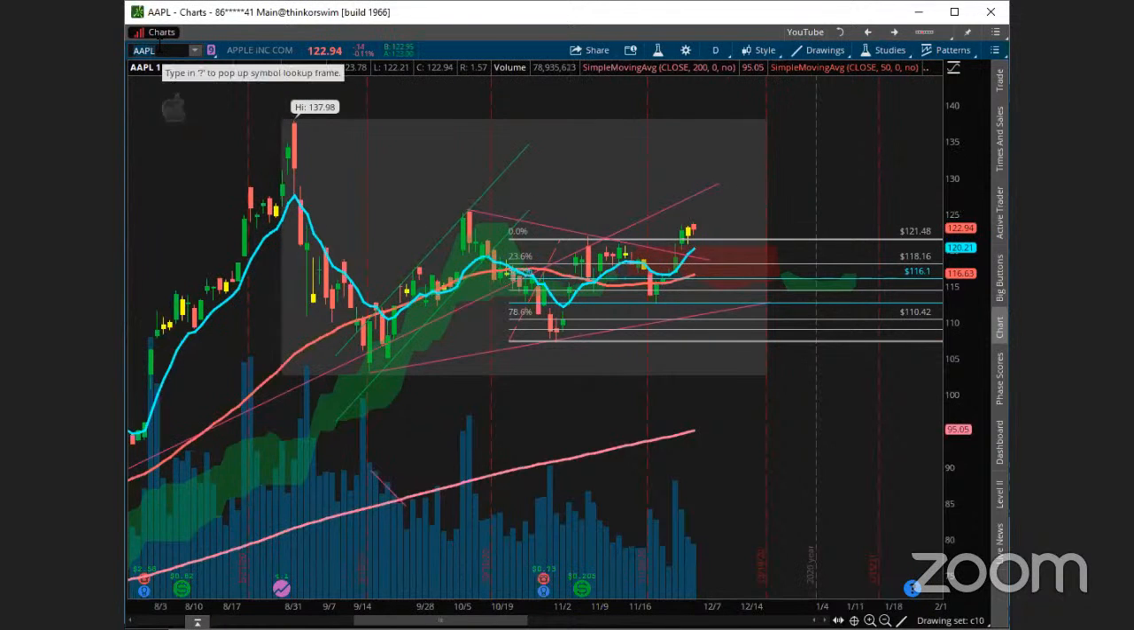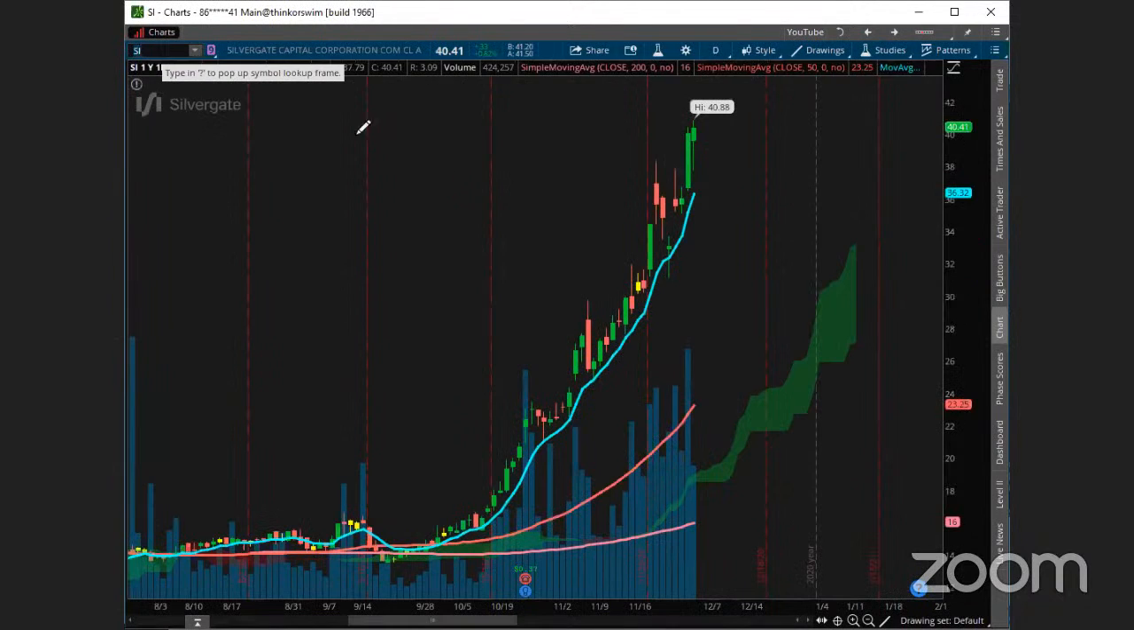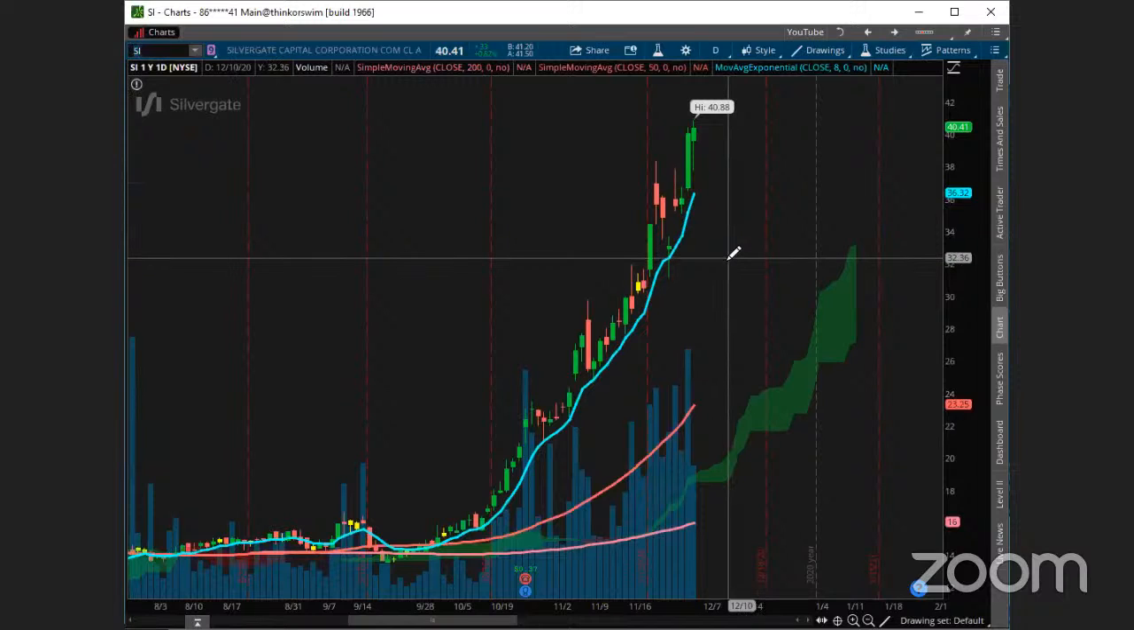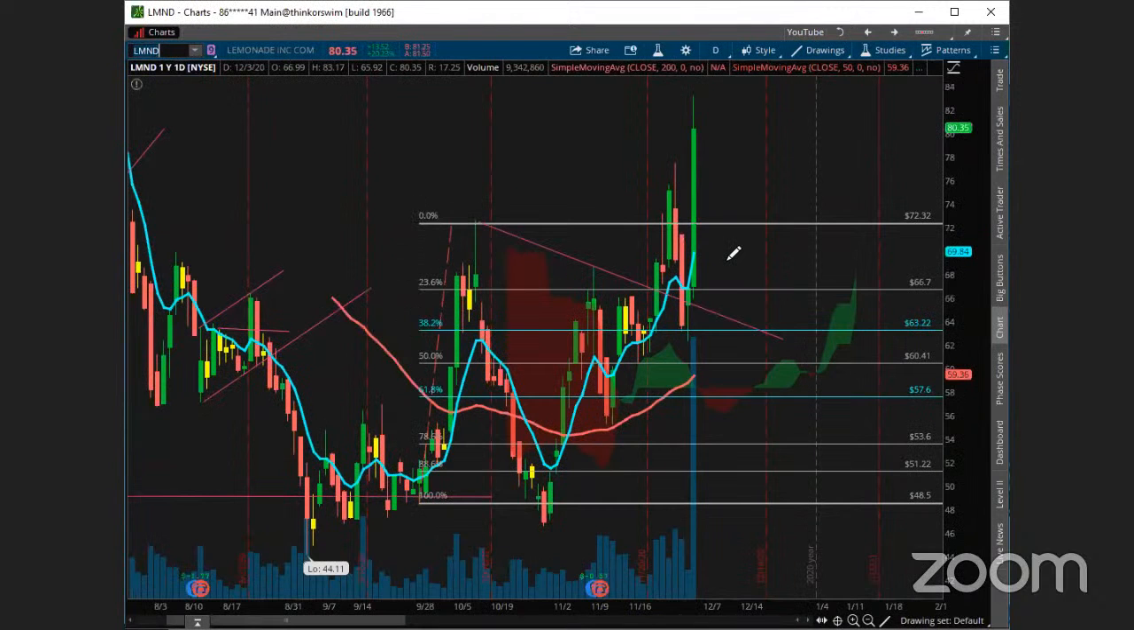Let's take a look at SI. So SI, yeah, Silvergate again, pushing its way up there. Fresh highs on this one. Looks pretty impulsive. Some good volumes been coming in on this one. Lemonade, please. Yeah, big move on Lemonade today.